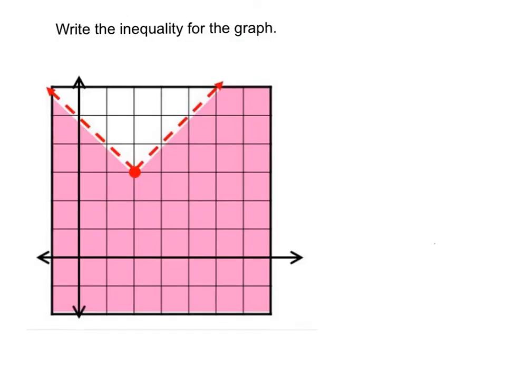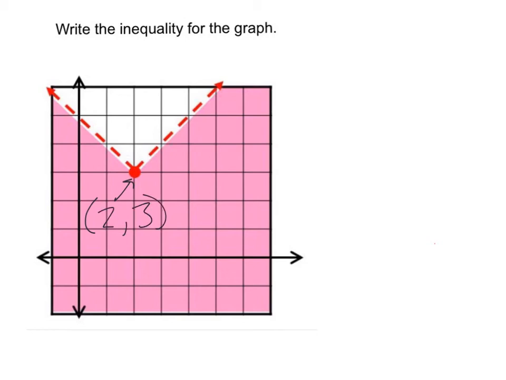Okay, so the next one we're looking at is an absolute value function. I know that because it's in the shape of a V, and it is symmetrical about the axis of symmetry. First thing I need to do is figure out what my vertex is. So the vertex is at (2, 3).